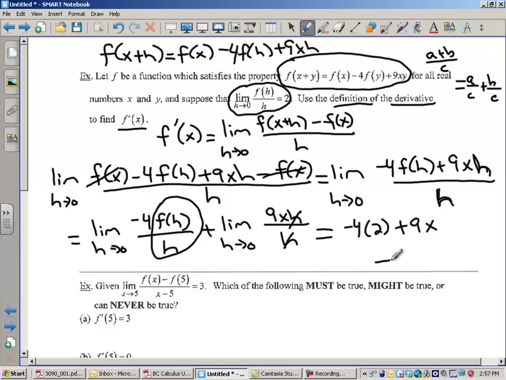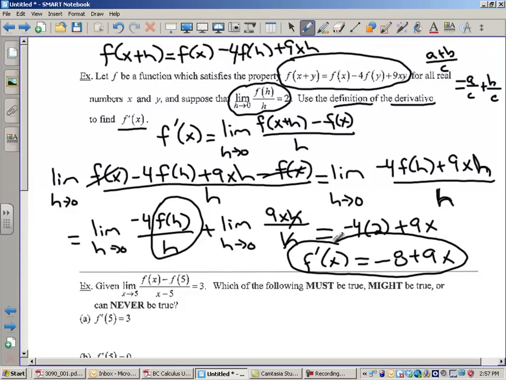So this is negative 8 plus 9x. That is f prime of x. Another way the AP exam forces you to know some things is that you just have to memorize them. We have to use these formulas even after we learn shortcuts.